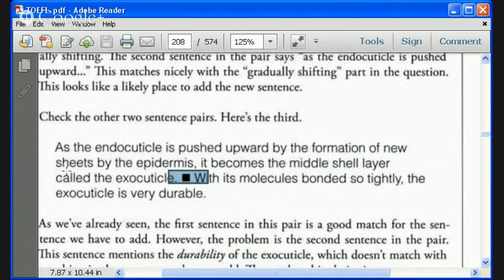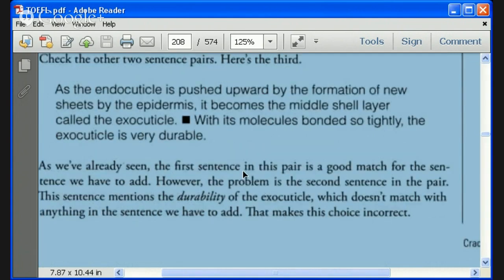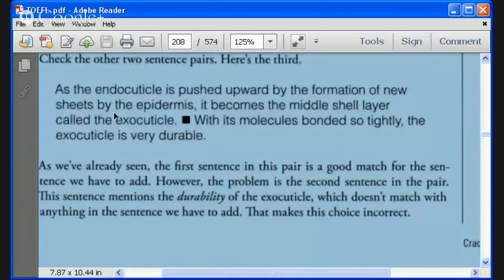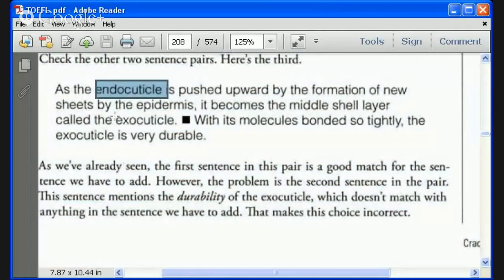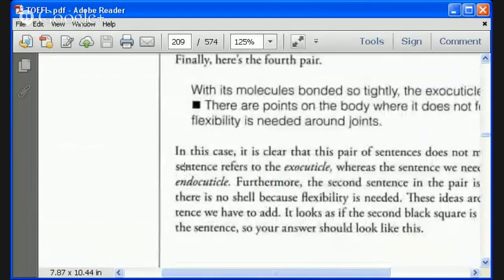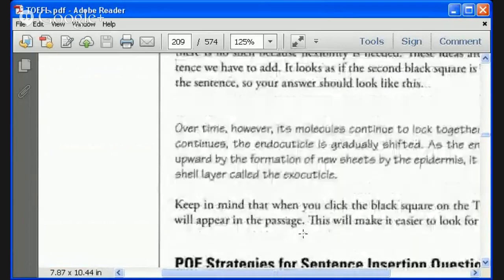Because now we're introducing the exocuticle, right? And even though this may be a process, we are referring back to something which is ahead. So that makes absolutely no sense at all. There's no way. We've already moved on from endocuticle to exocuticle, right? So there's absolutely no way. So the second sentence is the only one that's going to make sense.